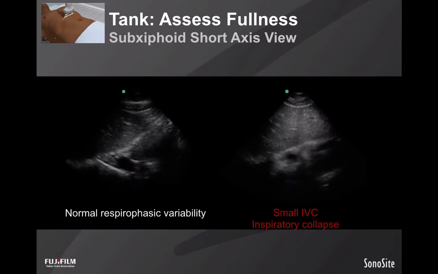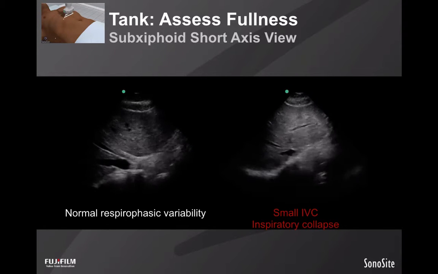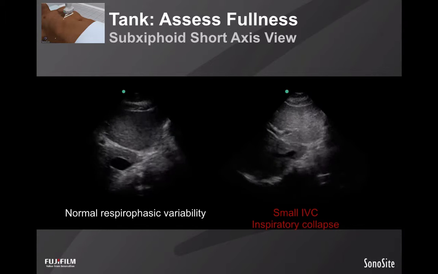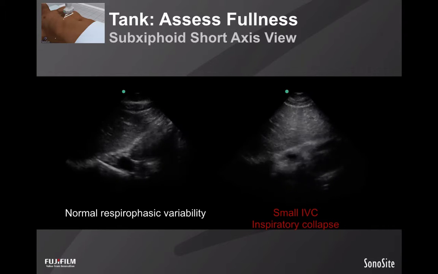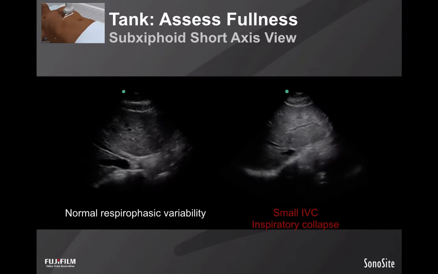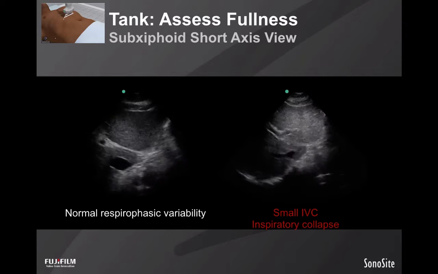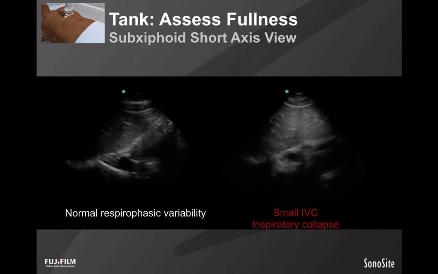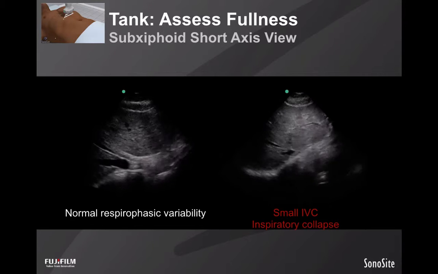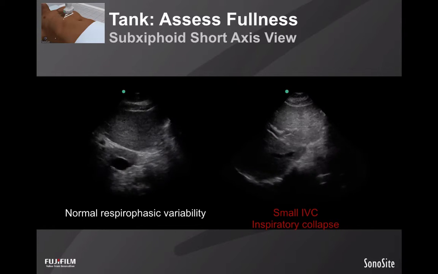The IVC can also be examined in a short axis view, which allows a more accurate assessment of the degree of IVC collapse. Here we have rotated the transducer from the long axis position 90 degrees with the transducer orientation marker towards the patient's right side.